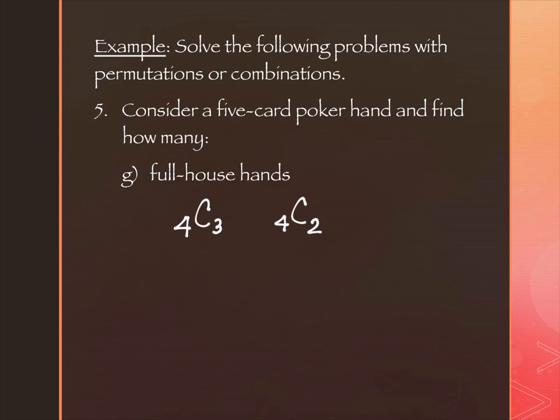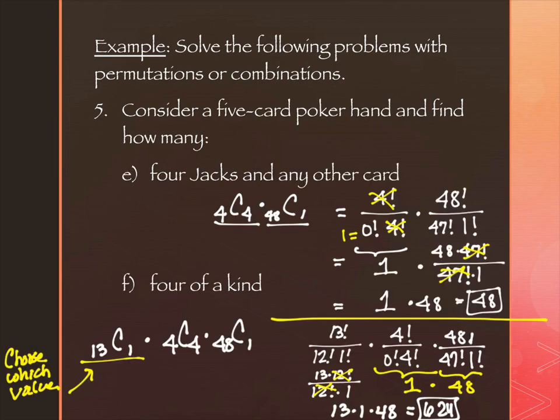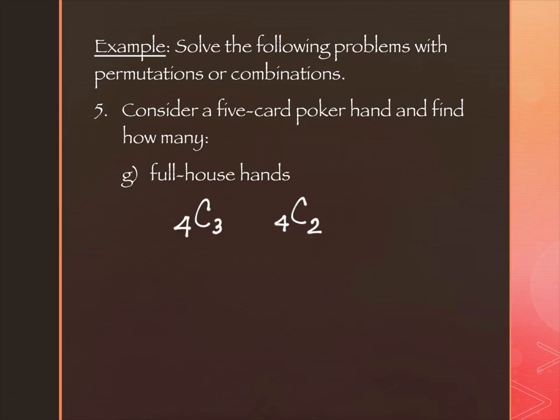Because I wasn't told what value cards I had, I have to make that choice too. It comes back to what we did over here when we did the 13C1. I'm not choosing a card when I did 13C1, but I do need to know which value I'm choosing. Okay? So over here, I need to do a 13C1 at the beginning because that picks the value, and then once I pick the value, I choose 3 of those 4 cards of that number or face or whatever.